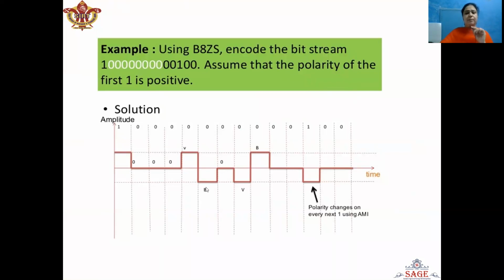B will have alternate polarity pulse, then 0, then again the violation bit, which will be shown by the negative pulse because it is the violation pulse, then we have B. Then two zeros are represented by the zero voltage. This one bit will be represented by the negative voltage because it is using the AMI pattern. Since the previous non-zero pulse is represented by the positive voltage, this one will be represented by the negative voltage, and two zeros are represented by zero voltage.